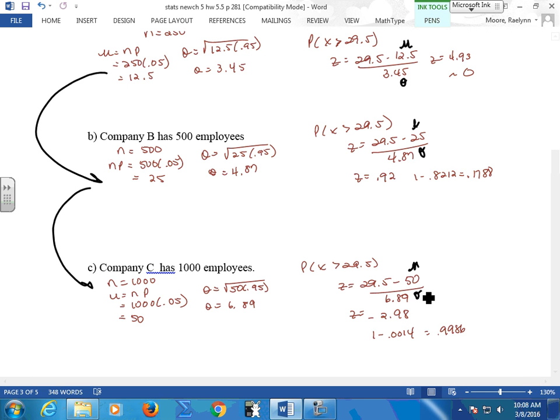And we're greater than, so it's your area to the right, your 1 minus that. So you could see your z-scores changing here. Your z-score was really high, then it got closer to the middle, then it went into the negatives as we did this. So as you increase n, your probability should get better. Probability went from almost about 0 to about 18% to almost 100%.